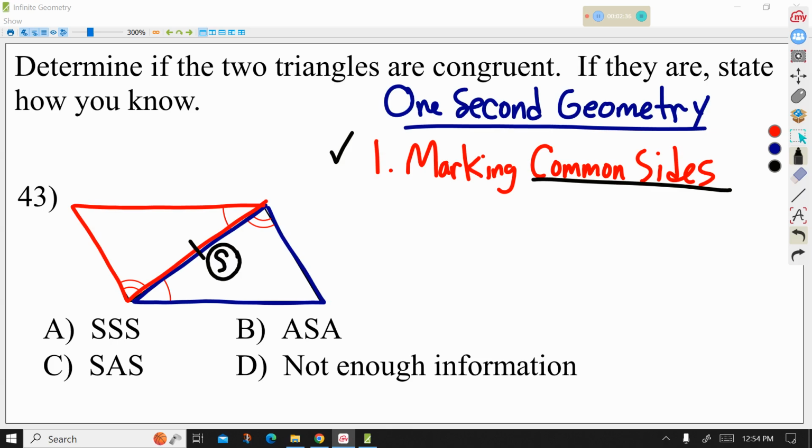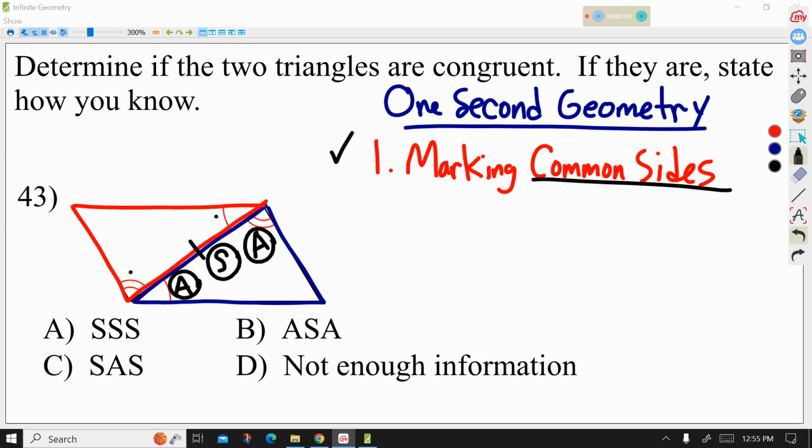Then we're going to start noticing the rest of our information. This angle is equal to this angle because they both have one arc. So I'm going to write the letter A and circle that to keep track of, hey, now we have two pairs of angles and one pair of sides. The next thing I do is I see that this angle is equal to that angle. So I'm going to write the letter A again to keep track of the fact that I have another pair of angles.